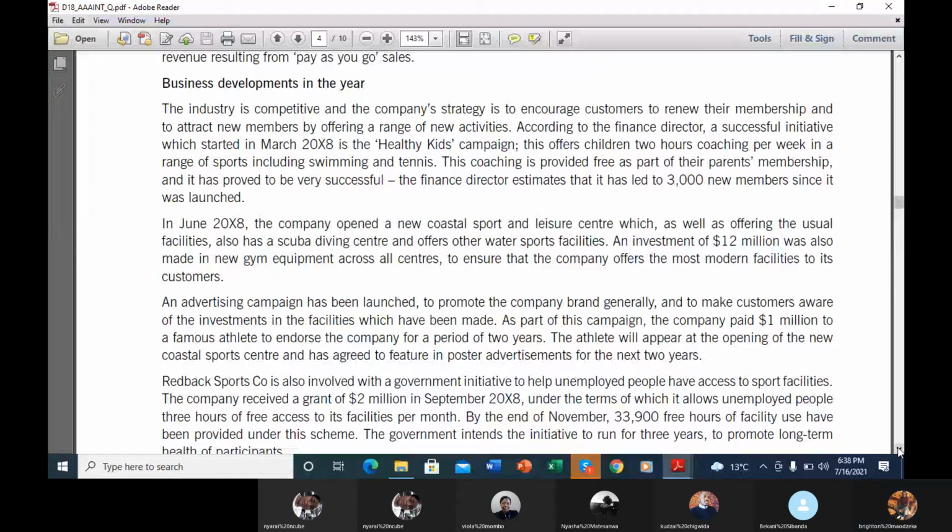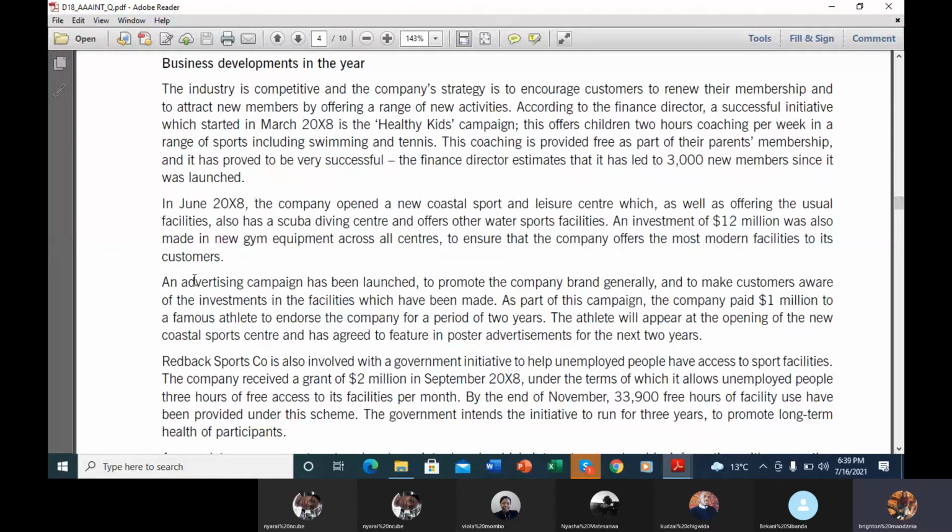There's an issue here, in the second paragraph, the next paragraph. An advertising campaign has been launched to promote the company brand generally and to make customers aware of the investments in the facilities which have been made. As part of this campaign, the company paid $1 million to a famous athlete to endorse the company for a period of 2 years. The athlete will appear at the opening of the new Coastal Sports Center and has agreed to feature in poster advertisements for the next 2 years.